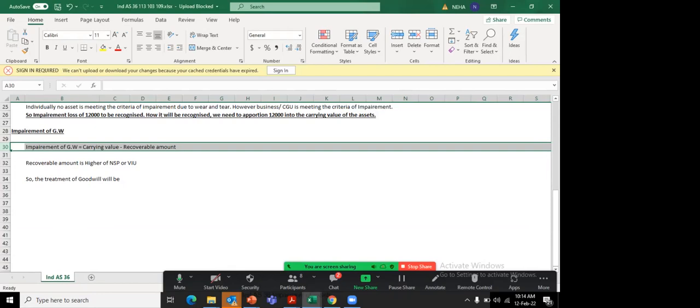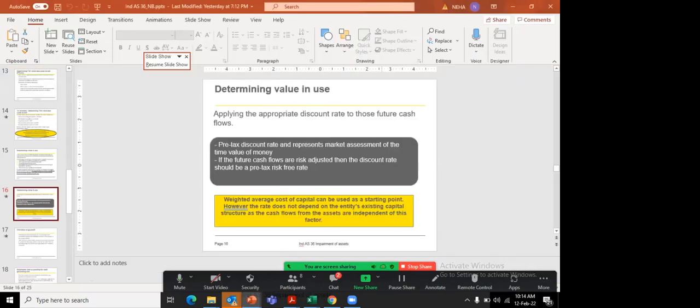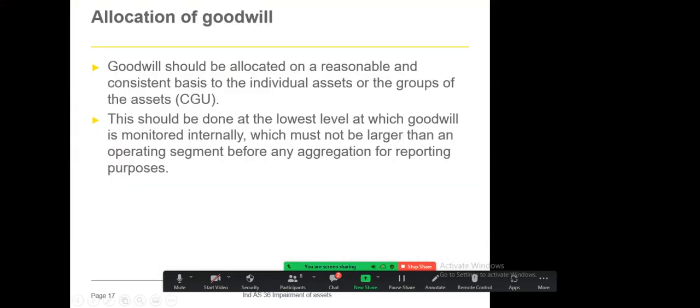So what does the standard say? That is how your goodwill will be impaired, which we will see. So it says that goodwill will be allocated on a reasonable and consistent basis to the individual assets or the group of assets. So that means if you have to impair the goodwill, it is not possible for us to calculate the recoverable amount. That is, it is not possible for us to calculate the net selling price, and it is not possible for us to calculate the value in use.